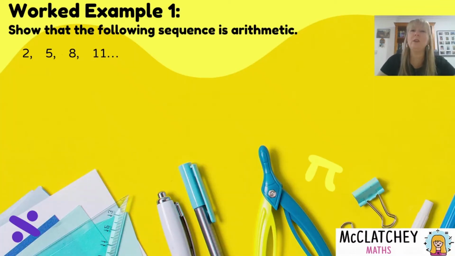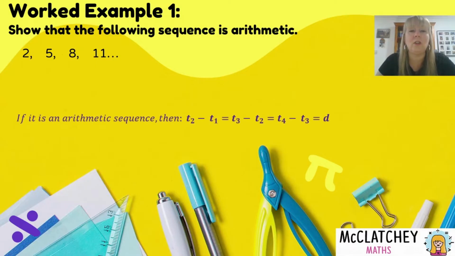Okay, so let's look at a few little worked examples now, the things you might have to do with arithmetic sequences. So firstly, we've got to prove or show that the following sequence is arithmetic. So they've told us that it is, we've just got to show that we know how to prove it. So the first thing we're going to do is recognize that if this is an arithmetic sequence, then the second term take away the first term will be equal to the third term take away the second term, and the fourth term take away the third term, and so on, all the way into infinity, and it's all going to be equal to D, the common difference.